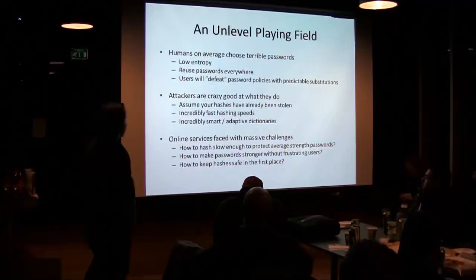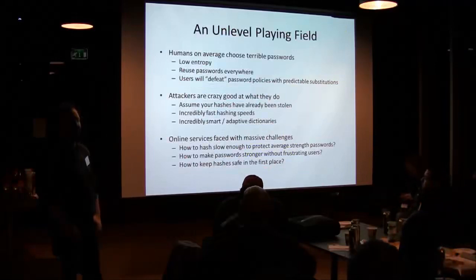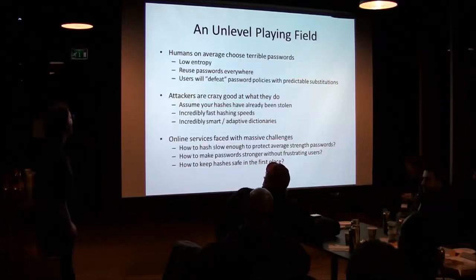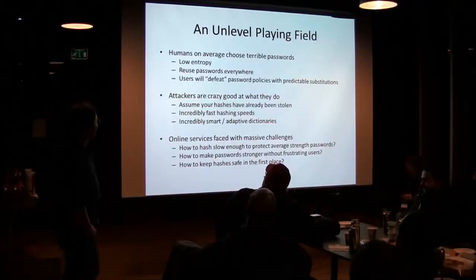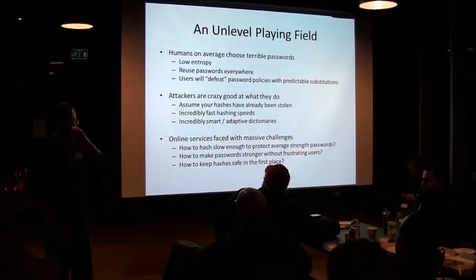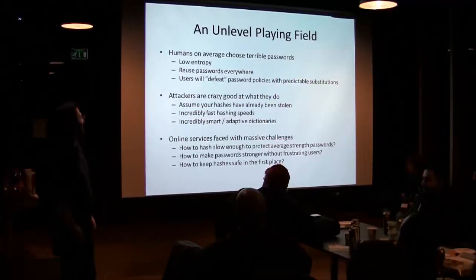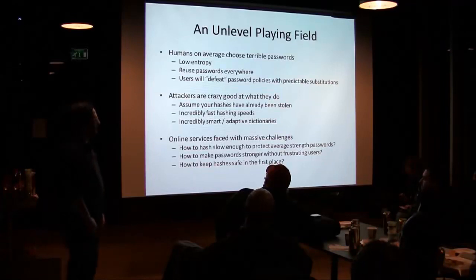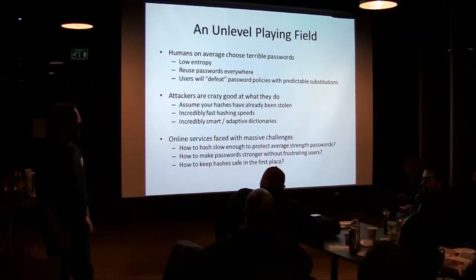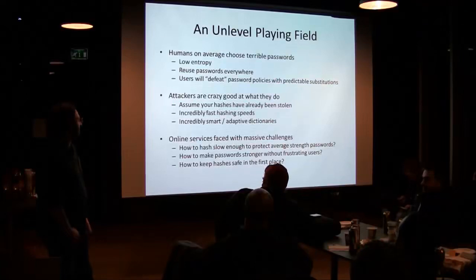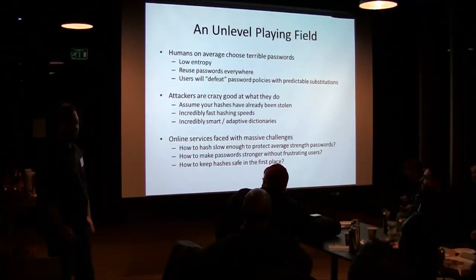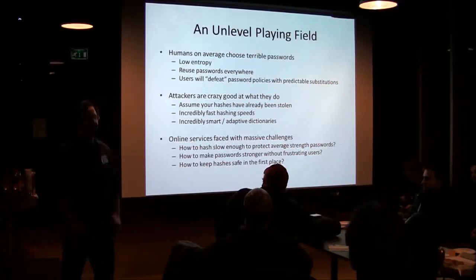But clearly we live in a world that is a very unlevel playing field, and I'm learning more and more how unlevel this playing field actually is today. $20,000, 25 no GPU crackers. This is a very unlevel playing field. Humans choose terrible passwords, low entropy. They reuse them everywhere, and we know they defeat these password policies. I hate password policies, and you guys are crazy good at attacking these hashes. You also sort of have to assume if you're running a web service that your hashes have pretty much already been stolen.